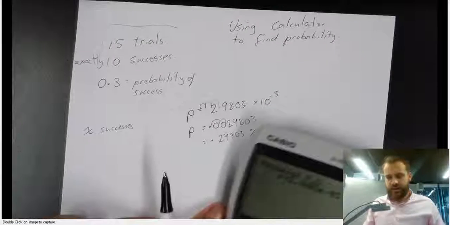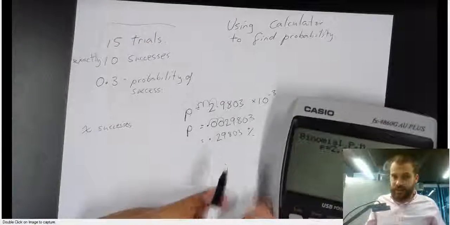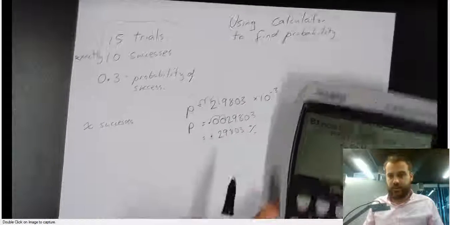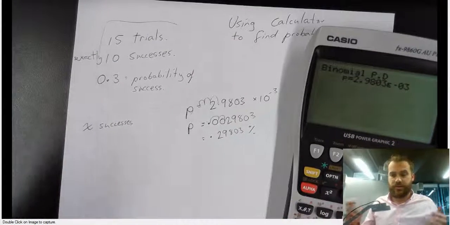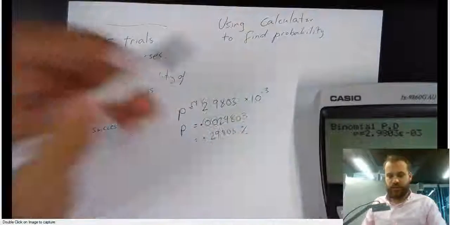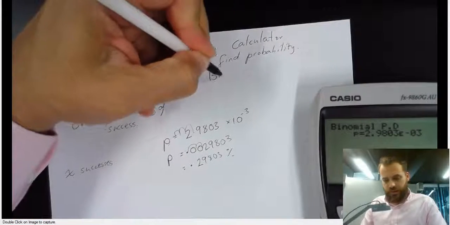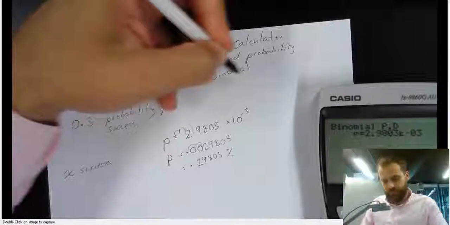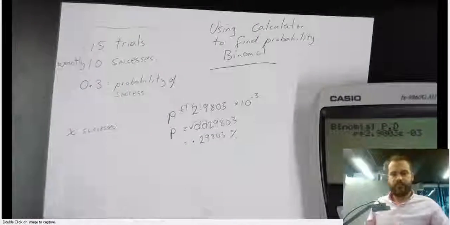Okay, so there it is. Make sure that you practice that. There's a series of steps to follow, but once you follow your steps, you're in business. Okay, that's using the calculator to find the probability. It's binomial. Okay, next video.